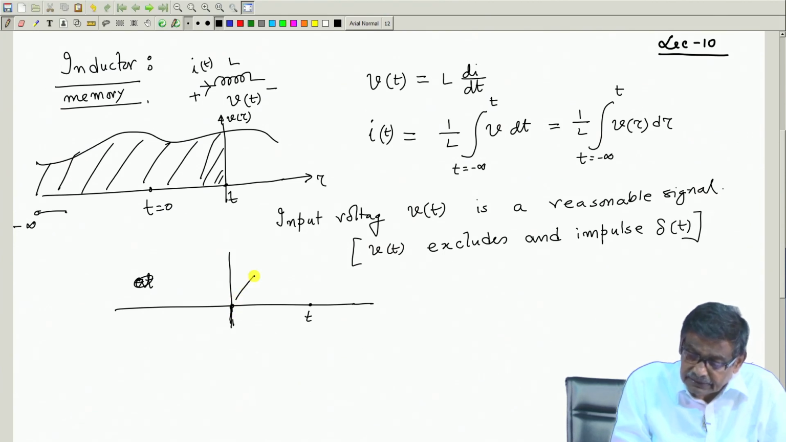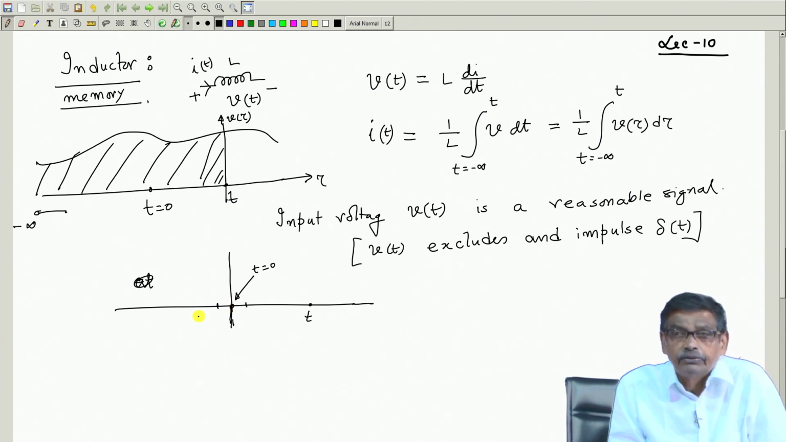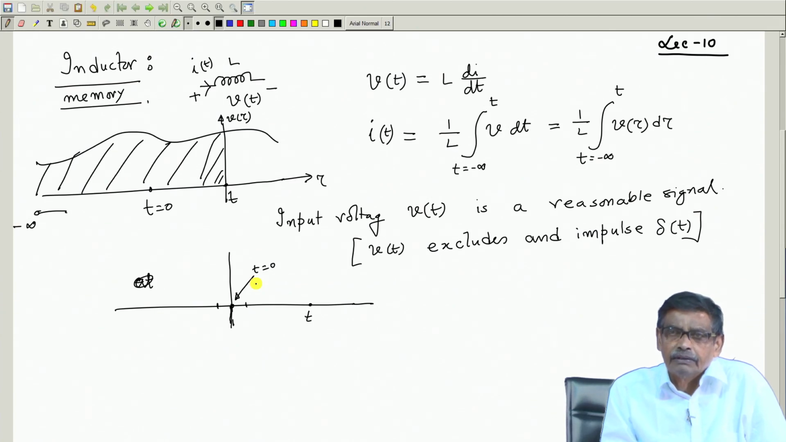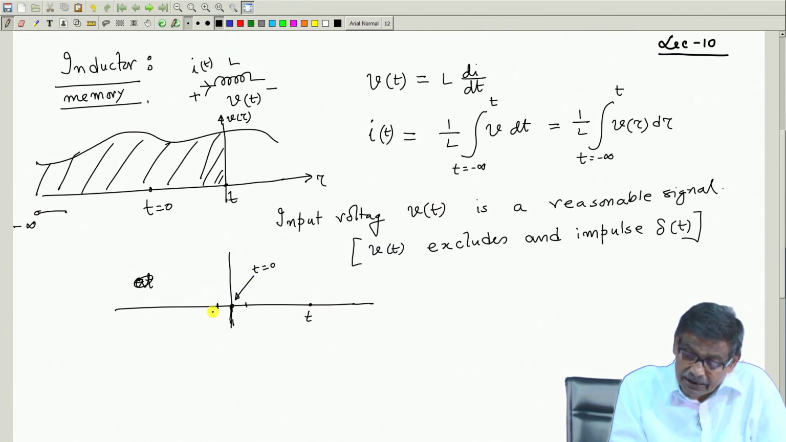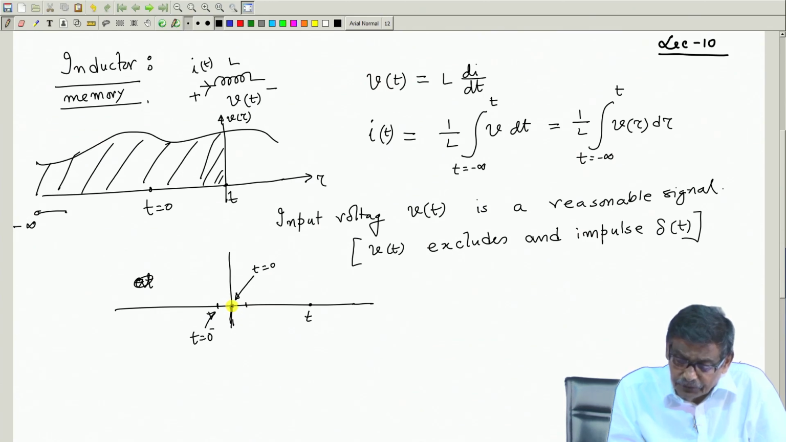Okay. This is t equal to 0. Now, you take a time just to the left of t equal to 0, which is lesser than t equal to 0 by a very small amount, maybe 10 to the power minus 32, whatever way you think. That time I will denote as t equal to 0 minus, that is very close to 0, but to the left of t equal to 0.